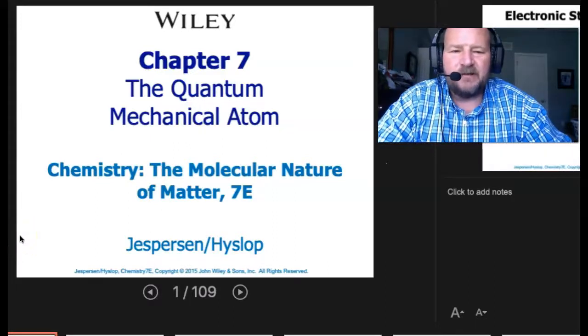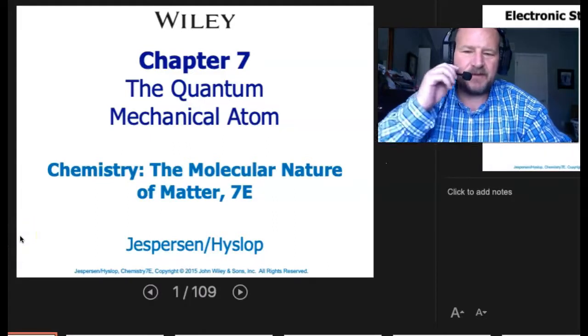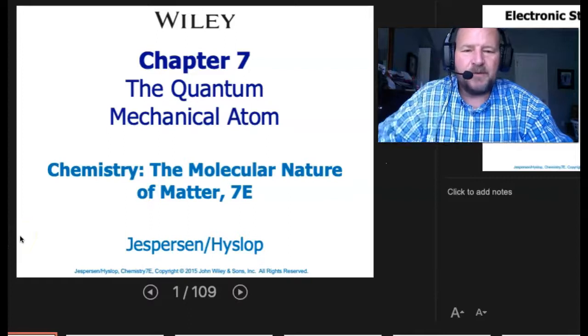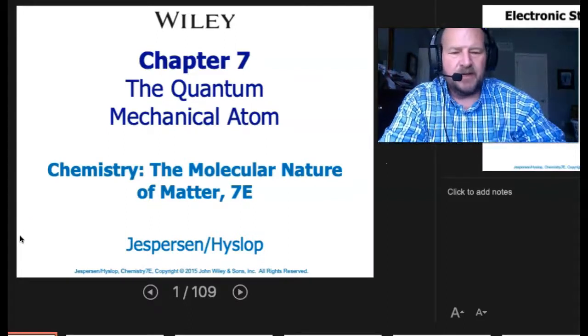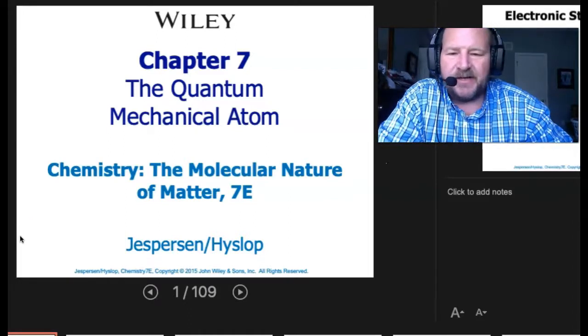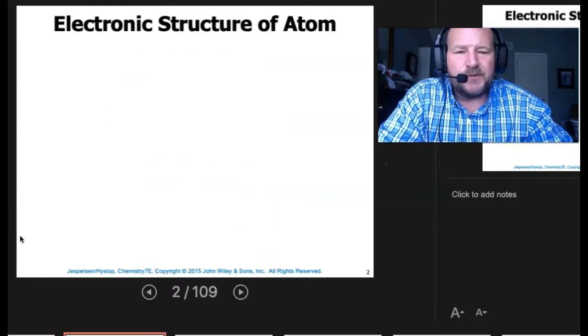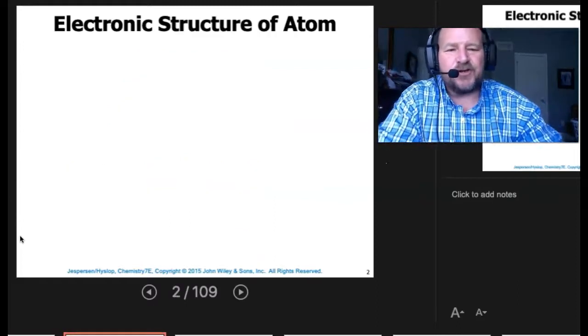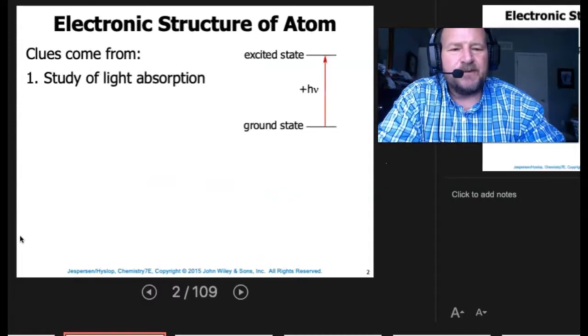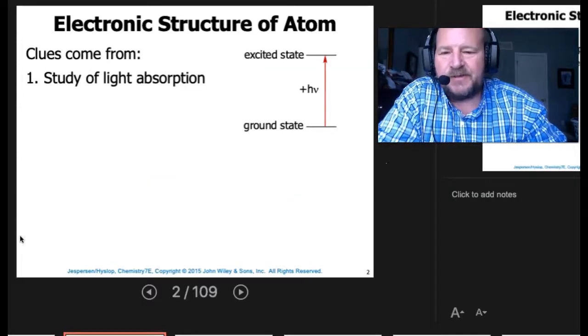Okay, second segment of chapter 7. So we've been talking about the quantum mechanical atom. We've been working our way through history. We were in the early 1900s and we got to the discussion on the electronic structure of the atom. So some clues come from the study of light absorption, right?